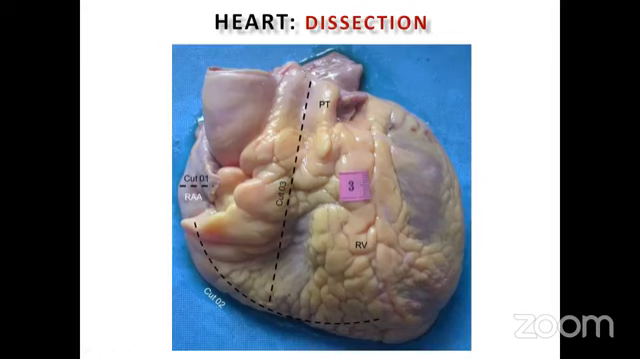So basically, these are the 3 cuts by which we will expose both the inflow and the outflow tract of the right side of the heart.